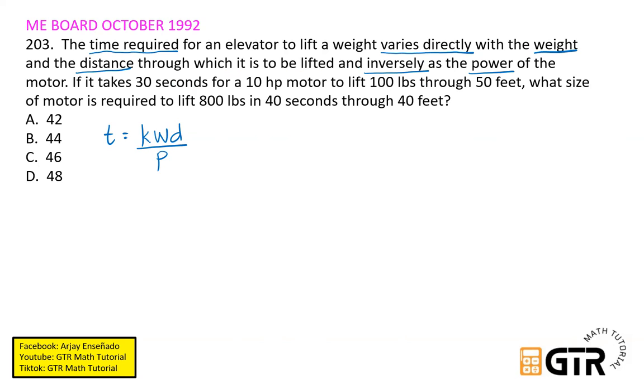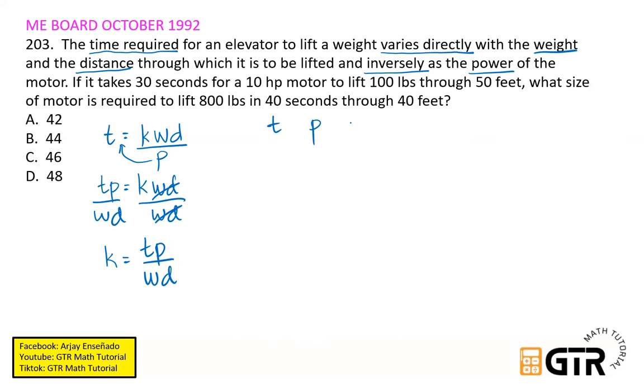Okay? So yan ang magiging equation natin, pero para mas madali, i-multiply lang natin, cross-multiply natin. So we have itong P, ilalagay natin dito. So we have TP equals K WD, and then divide both sides by WD para ang gagamitin natin yung isa-solve na natin yung K. The value of K is TP over WD. So magiging equation natin, ayan, T sub 1 P sub 1 over W sub 1 D sub 1 equals T sub 2 P sub 2 over W sub 2 D sub 2. Okay, so sulat lang natin ang mga given natin: T, P, W, and D.